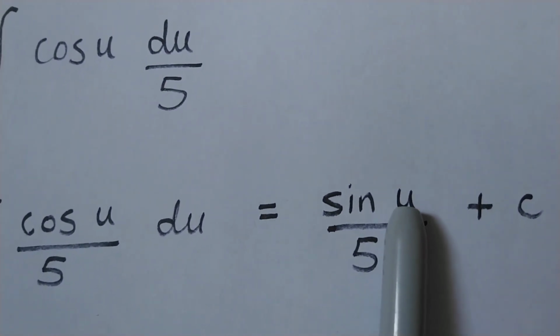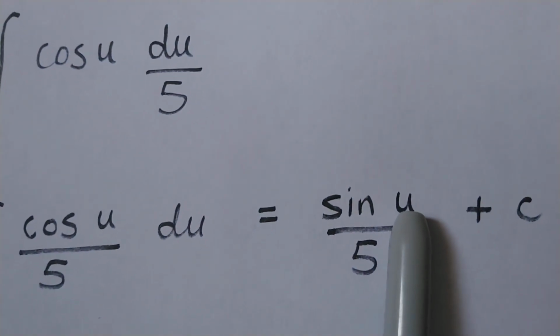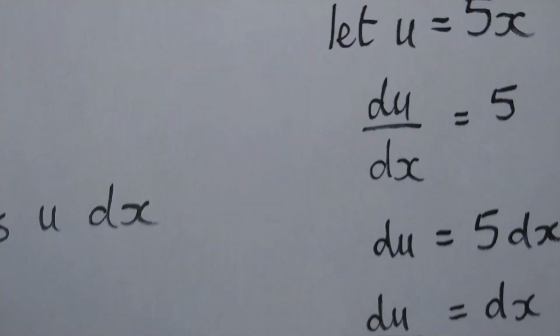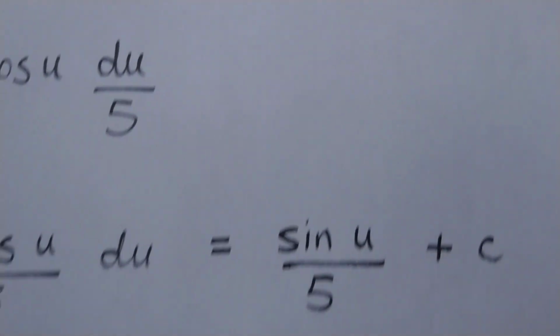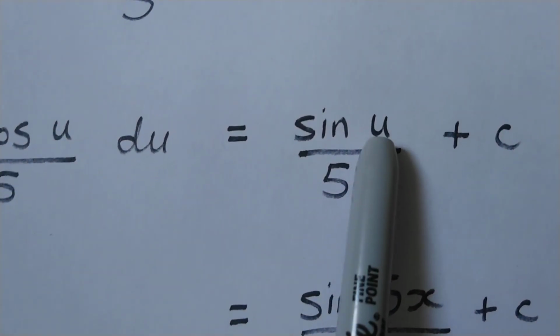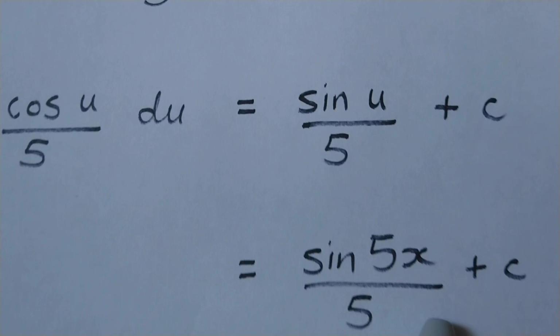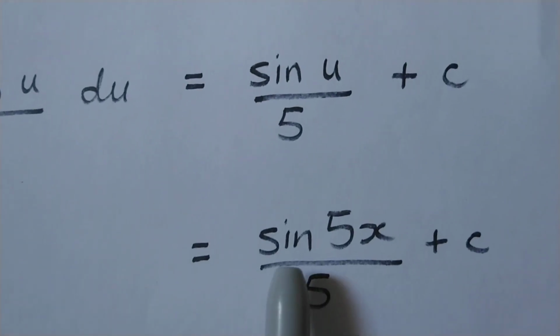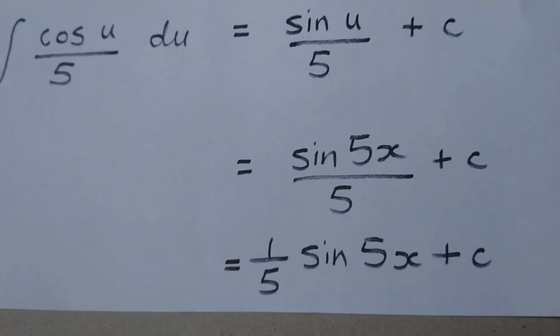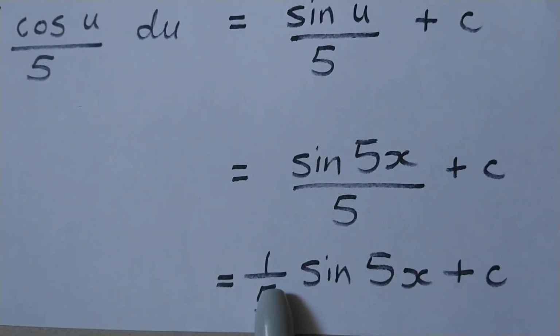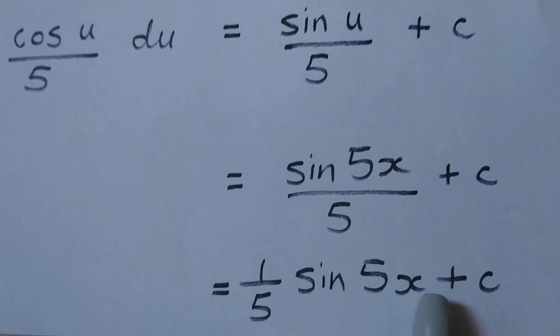But remember, we defined u at the beginning of the question. We know that u is equal to 5x. Okay, so all we have to do is rewrite the u as 5x, and then we have our final answer, sine of 5x over 5 plus c. If you want to tidy things up a little bit, it's conventional to write it as a fifth sine of 5x plus c.